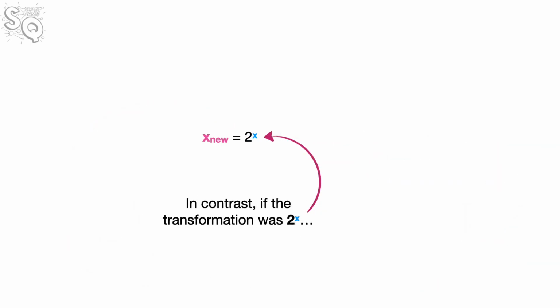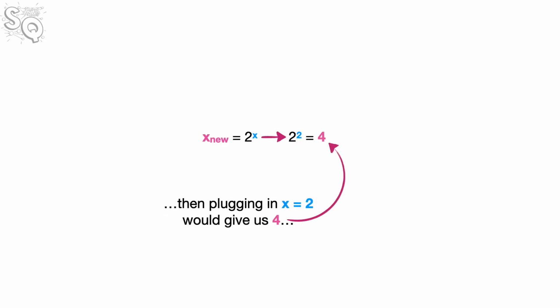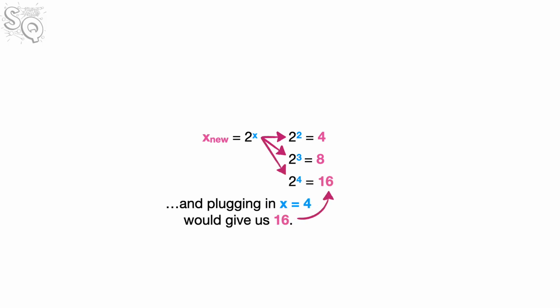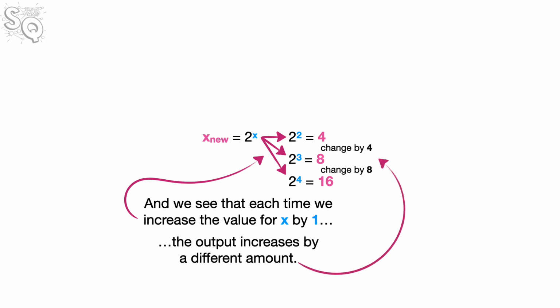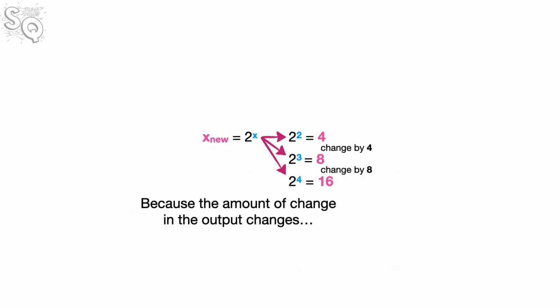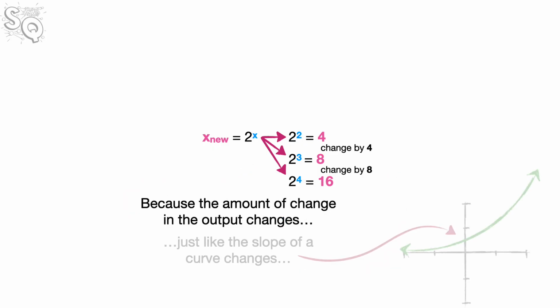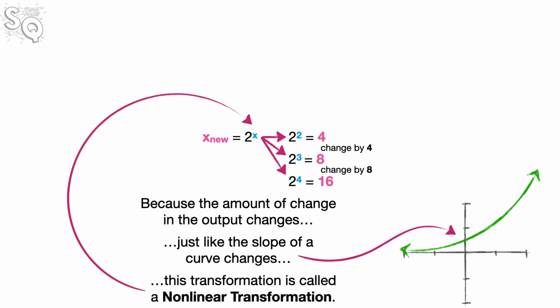In contrast, if the transformation was 2 to the x, then plugging in x equals 2 would give us 4. Plugging in x equals 3 would give us 8, and plugging in x equals 4 would give us 16. And we see that each time we increase the value for x by 1, the output increases by a different amount. Because the amount of change in the output changes, just like the slope of a curve changes, this transformation is called a nonlinear transformation.